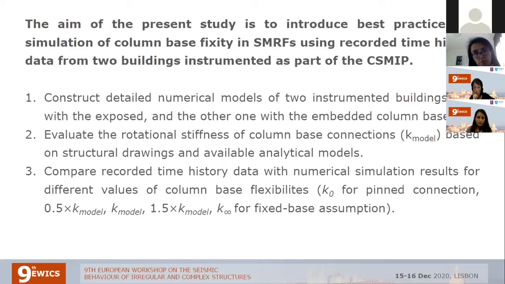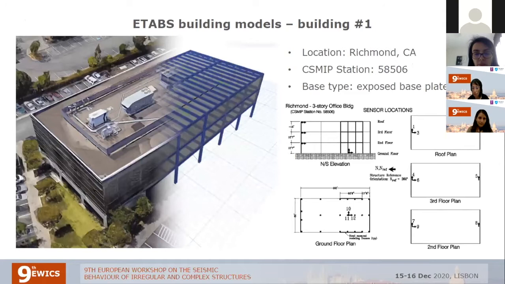In the next step, we evaluated the rotational stiffness of column bases, which we refer to as the K model, based on the detailed structural drawings and available analytical models. And finally, we compared recorded time history data with numerical simulation results for different values of column base flexibility. We analyzed pinned connection, fixed base connection, K model, and some intermediate values, 0.5 K model and 1.5 K model. For the first building, we performed the analysis in ETABS software.